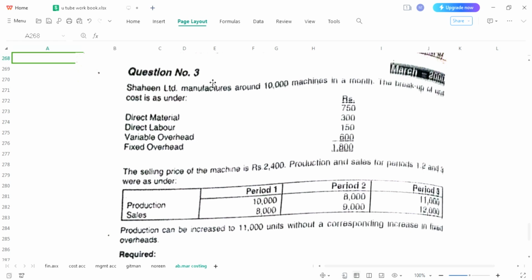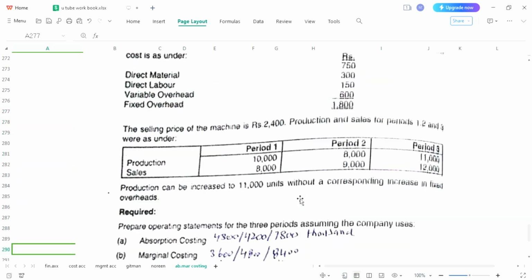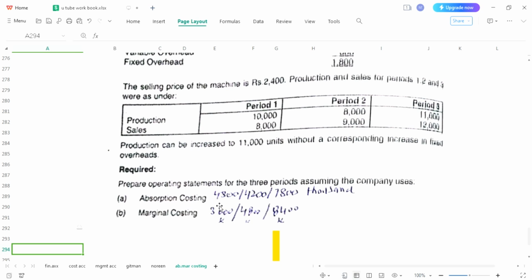Okay, question number 3 basically has 3 different periods. Here we have period 1, 2 and 3, and we need to calculate the marginal costing and absorption costing income statement for all these 3 periods. Please understand, when you make the income statement according to absorption costing, period 1 would be separate, period 2 would be separate, and period 3 would be separate. It means 3 different income statements according to absorption costing would be made. Similarly, 3 different statements would be made for marginal costing.